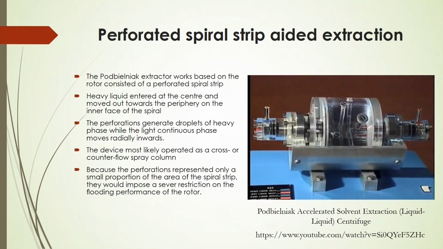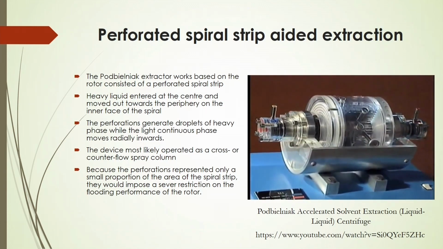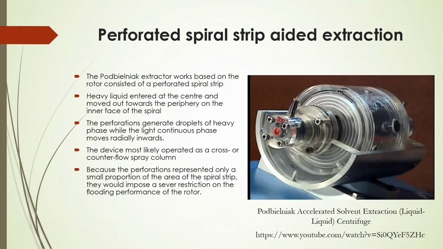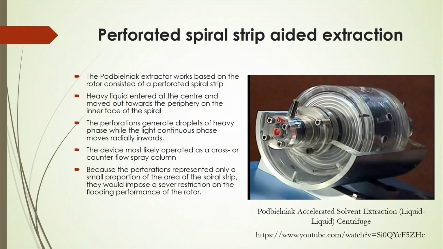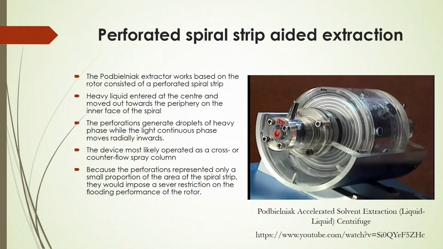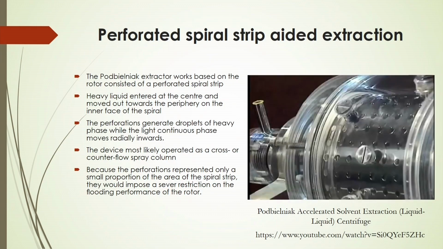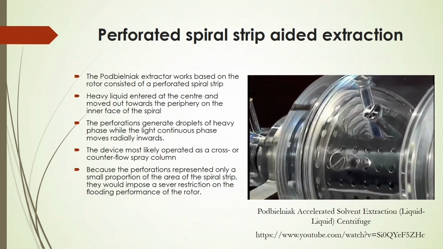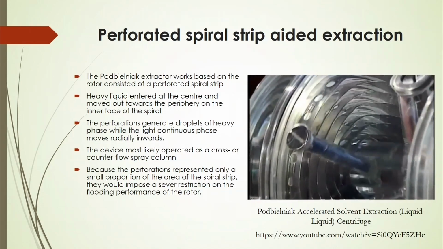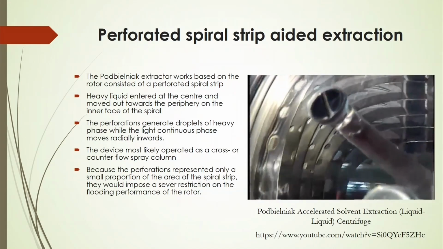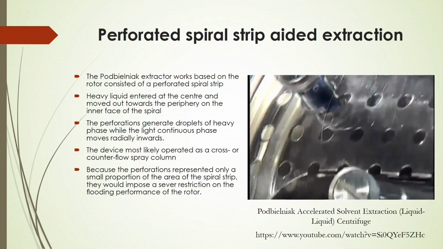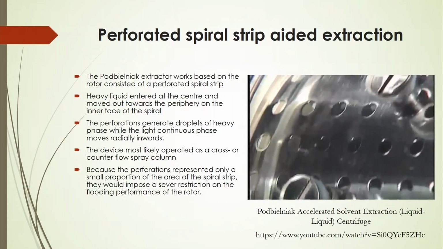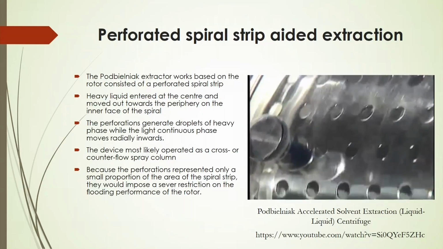In this case, heavy liquid enters at the center and moves out towards the periphery on the inner face of the spiral, and the perforations generate droplets of the heavy phase, while the light continuous phase moves radially inwards. The device most likely operates as a cross or counter flow spray column, as shown here. You will see that in the slides in the video.